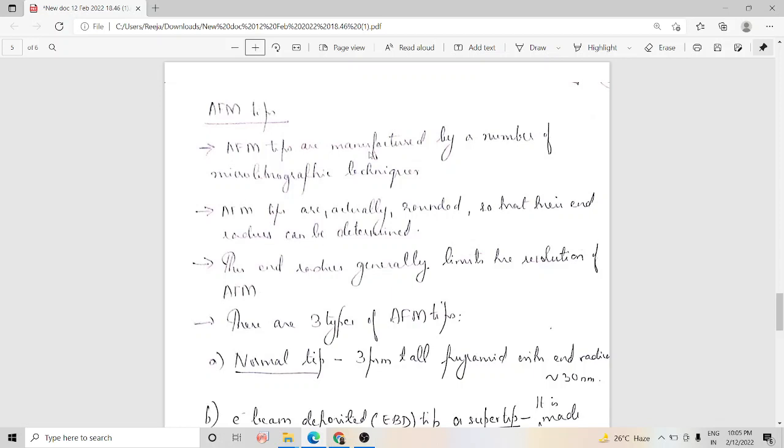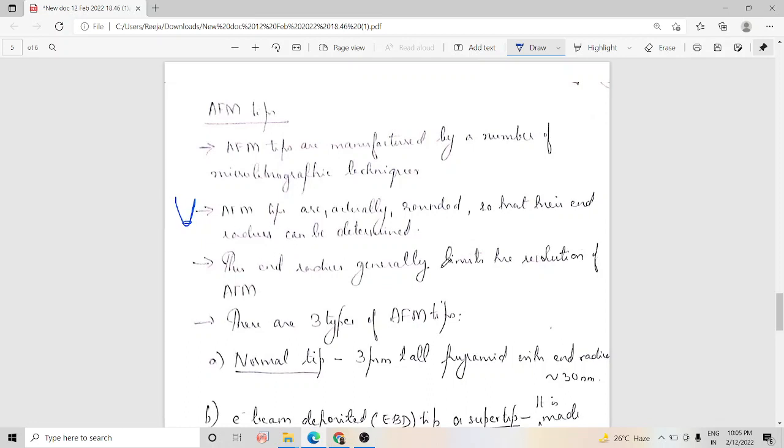AFM tips are manufactured by a number of microlithographic techniques because the tip is very, very small. AFM tips are actually rounded so that their end radius can be determined. They are not exactly pointed. They have a rounded edge, so that the end radius can be determined.